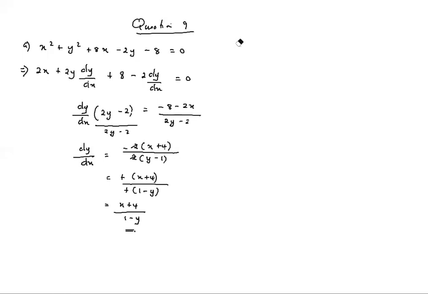B is directly the same with this. What about C? x cubed plus xy minus x squared y squared is equal to 7. So first, let's differentiate xy. That's a product. So you let u be x, v be y. u prime will be 1, v prime will be 1, but because it is y, it will be dy/dx. So it will be 1 dy/dx.